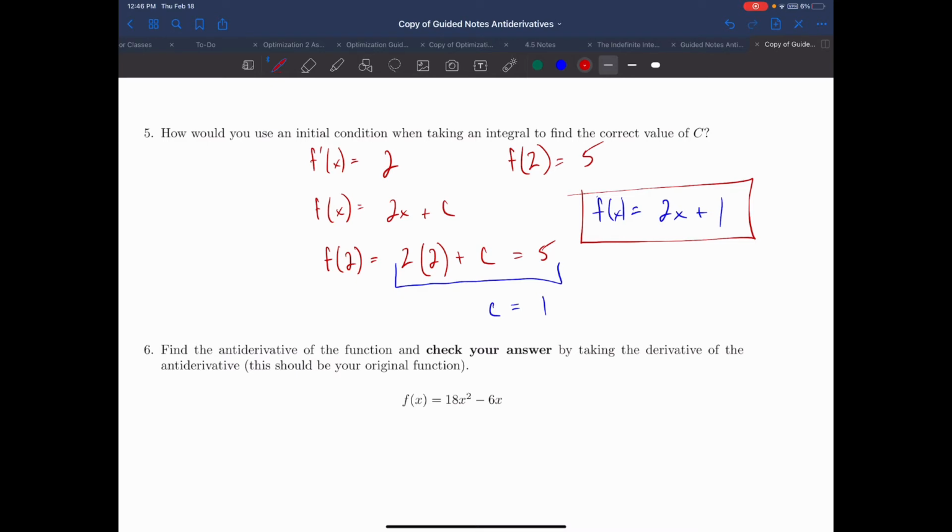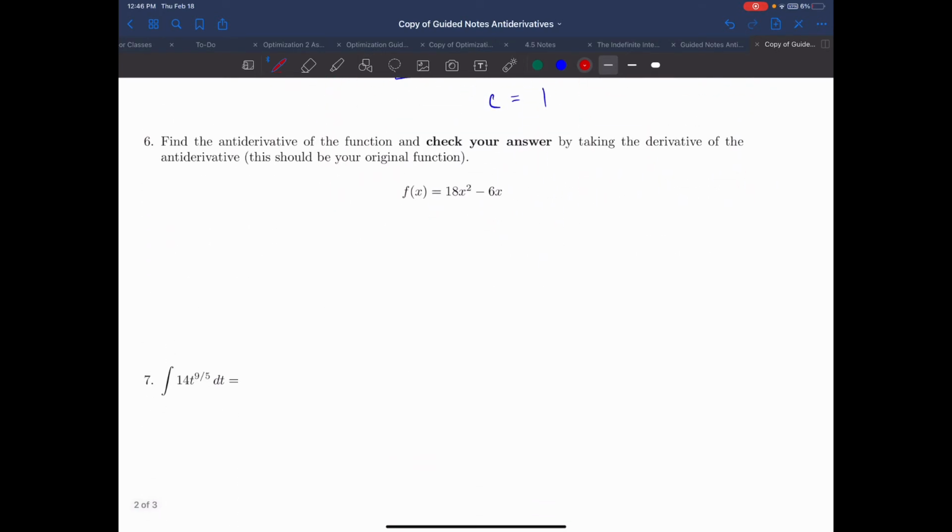So let's go to the next example. So this one says, find the antiderivative of the function and check your answer by taking the derivative of the antiderivative. This should be your original function. So if I look at f of x equals 18x squared minus 6x, well, if I antiderive that, I'll show you the whole process for this now. So that would be big F of x equals 18x to the 2 plus 1 divided by 2 plus 1 minus 6x to the 1 plus 1 divided by 1 plus 1. And we simplify that.